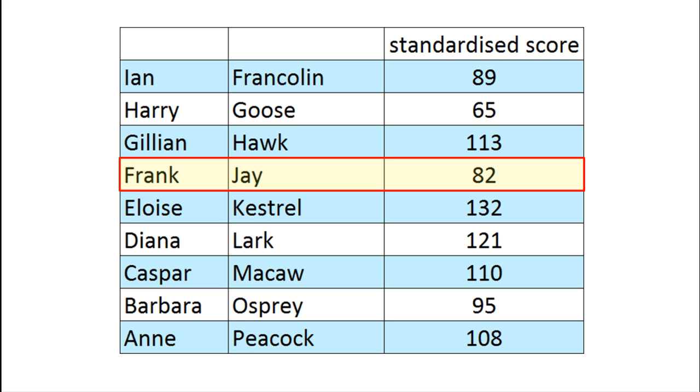Now let's look at Frank. Frank has a standardised score of 82. That's in that band below the average, so he is significantly below average. Similarly, if we look at Diana, she has a score of 121, that's above 115, so that's significantly above average. Now if we look at Harry, he's got a score of 65, that's in that bottom 2%. And Eloise has a score of 132, well that's over 130, that's more than 2 standard deviations away from the mean, she's in the top 2%.